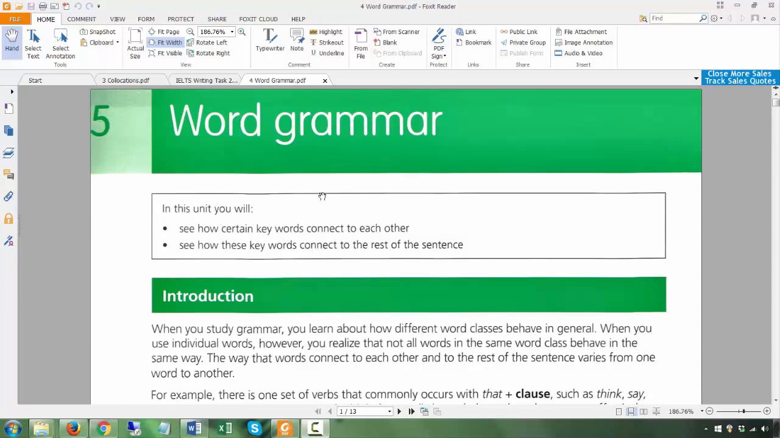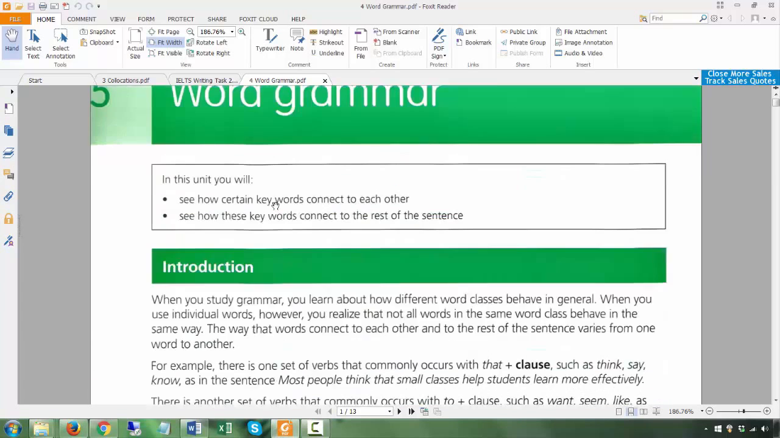Right, this is the fifth chapter, the final chapter that I'm going to go through. And this is on word grammar, or word patterns. I call it word patterns. Later on in this chapter, they actually use the word pattern.